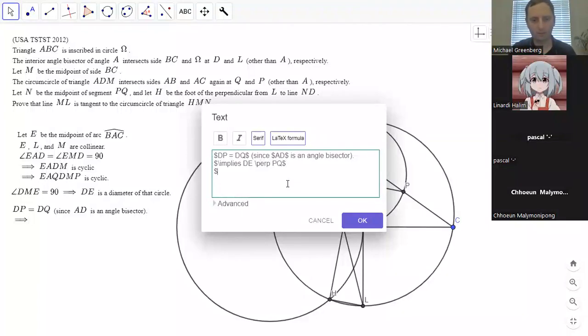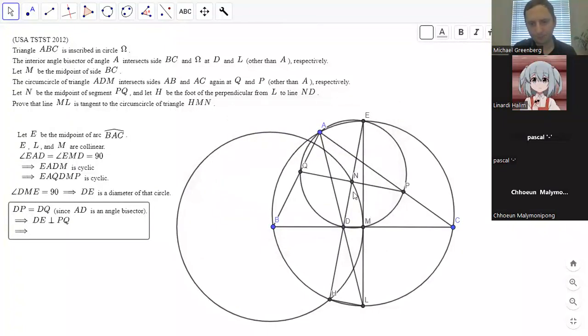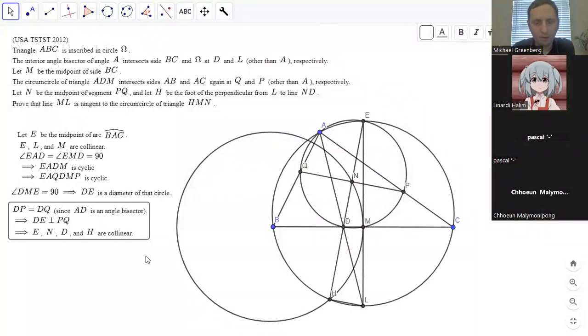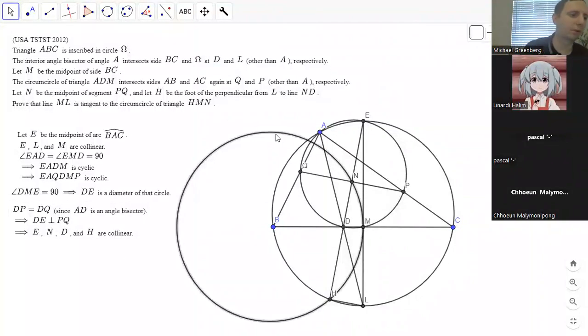And then that means that E, D, and H are collinear. So yeah, we're working backwards here a lot. Okay, once we know that, it should just be an angle chase. So let me write this out in my notebook, see if I can figure it out.